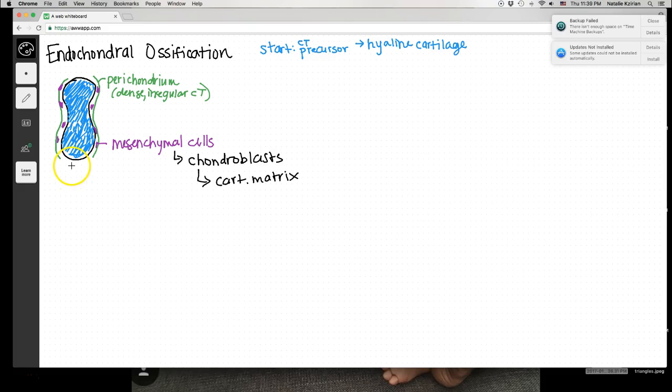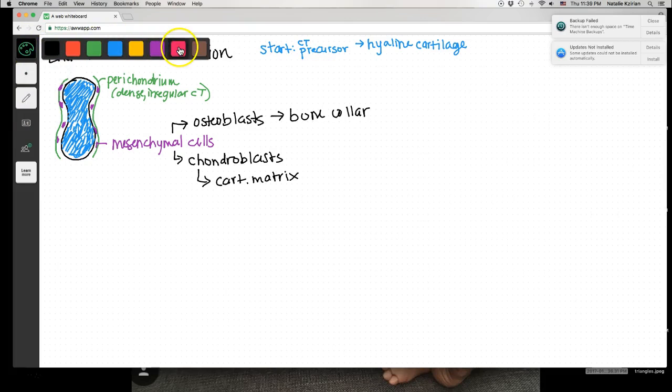Now, at our perichondrium, right around the area of the diaphysis, we are going to start to form a bone collar in that area. And what we're going to do is have some of these mesenchymal cells turn into osteoblasts, right? And that's what's going to cause the bone collar to appear. So I am going to change this up over here. We're going to make this the bone collar.